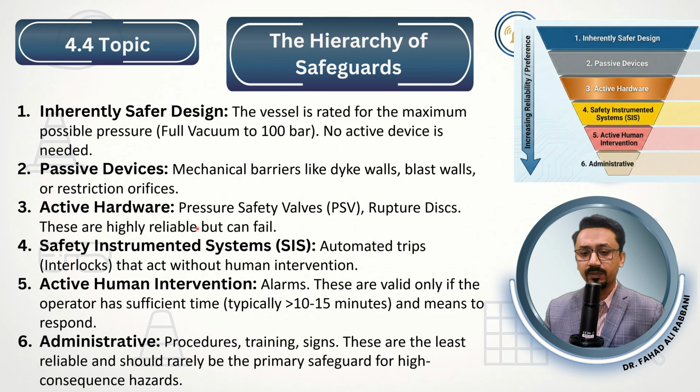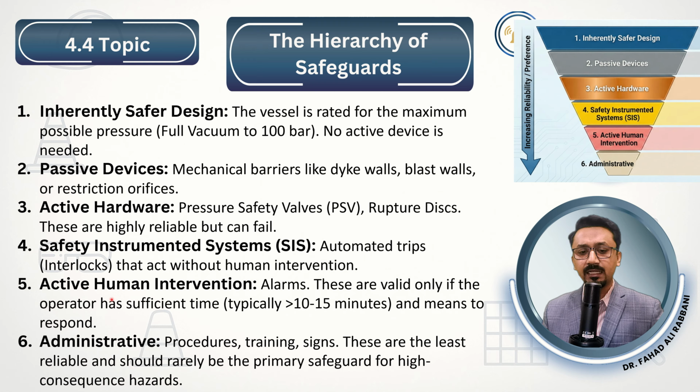Number 3 is active hardware. Pressure safety valves, ruptured discs, these are highly reliable but can fail. Number 4, safety instrumentation system SIS. Automated trips, interlocks, that act without human intervention.